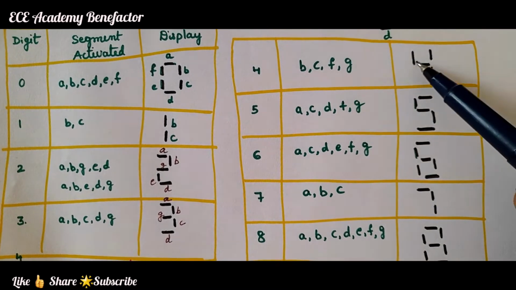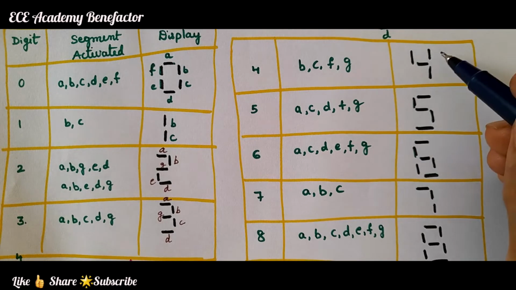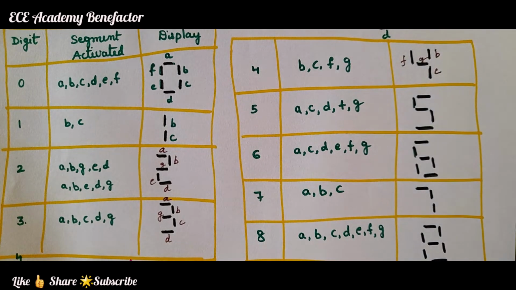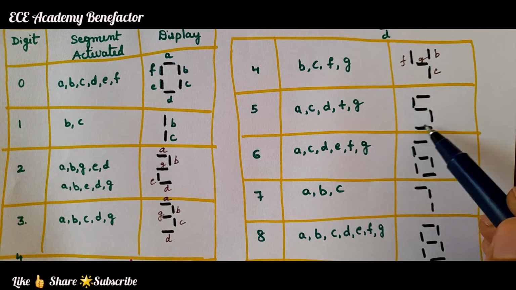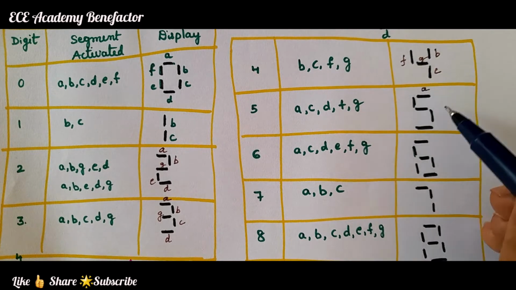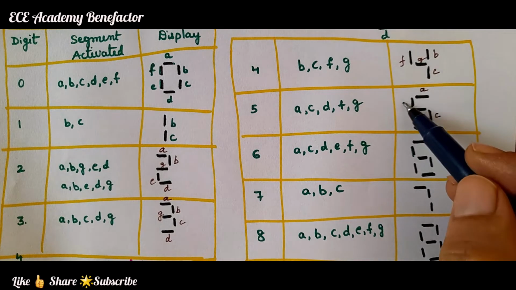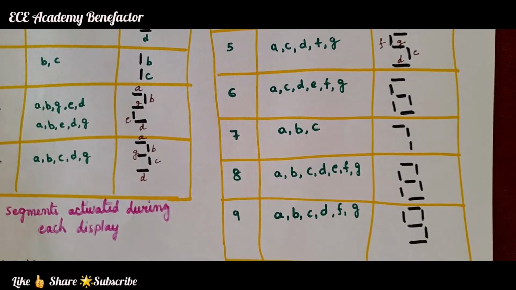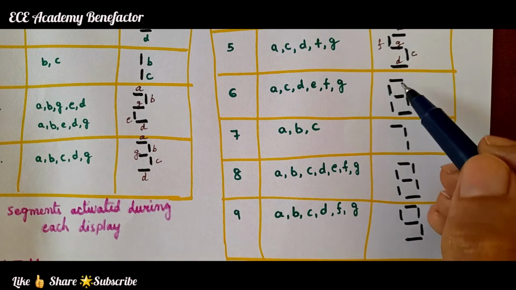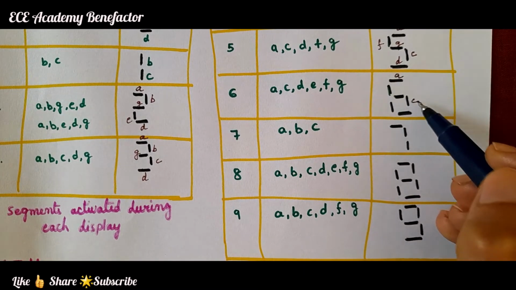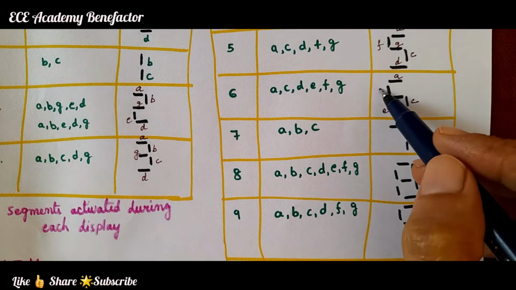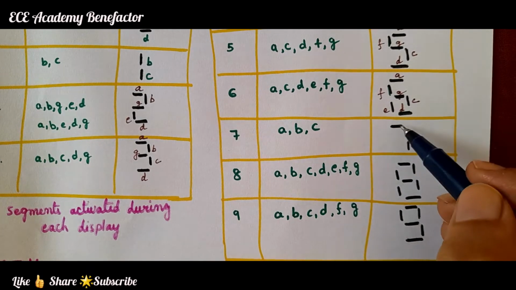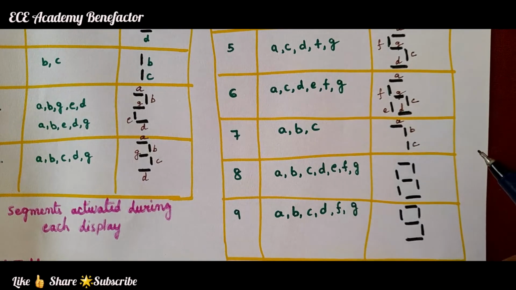Now coming to 4, it will appear like this. The segments activated are B, C, F and G. Coming to 5, the segments activated are A, C, D, F and G. Coming to 6, it will appear like this, and the segments activated are A, C, D, E, F and G. 7 will look like this. The segments activated are A, B and C.